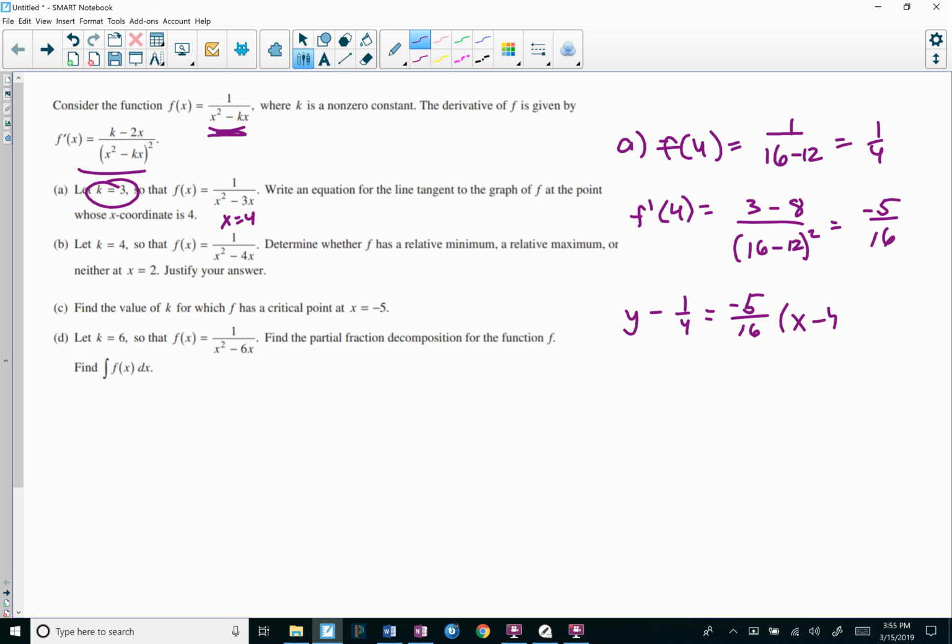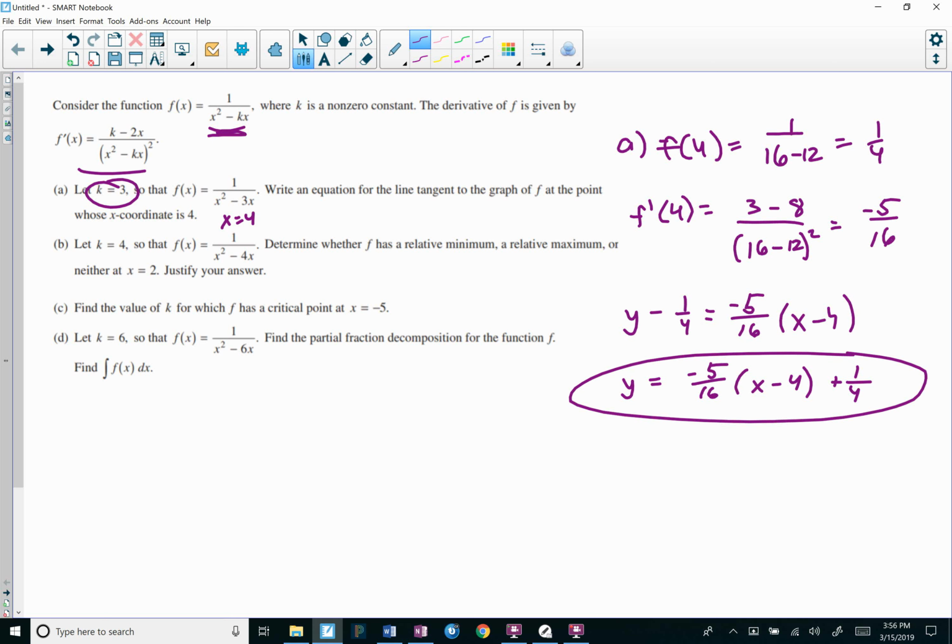Now remember, don't distribute that or anything. Just get your y by itself, because you do not need to clean up. You just need to get y by itself. Easy 2 points right there. One for the slope, one for the equation.